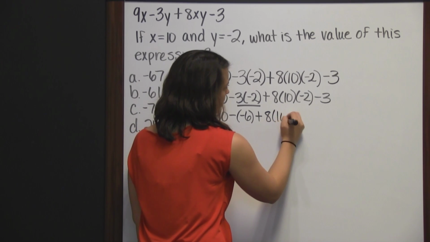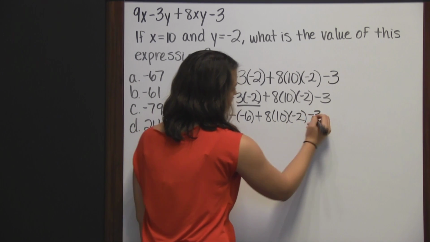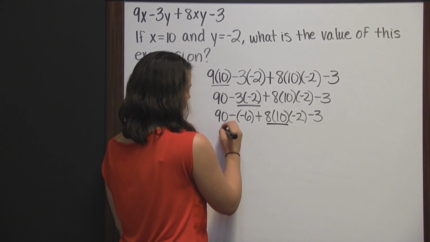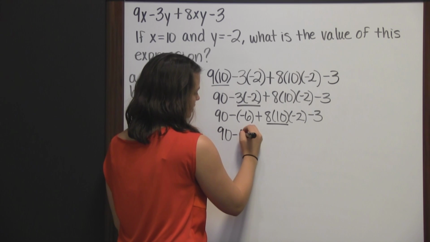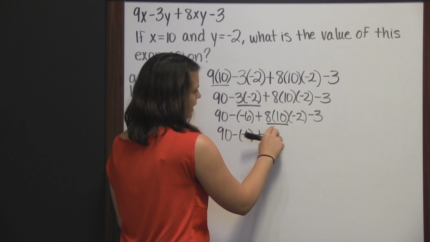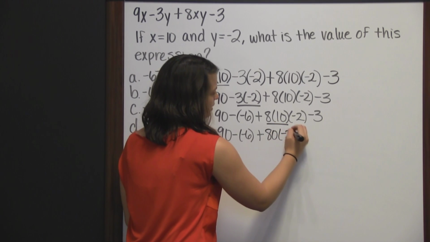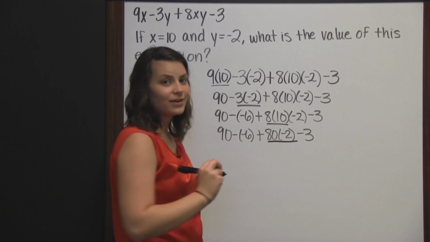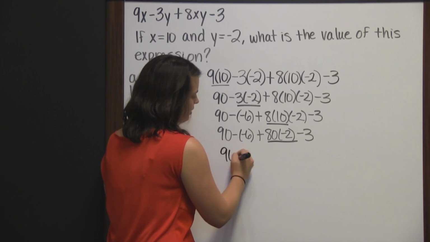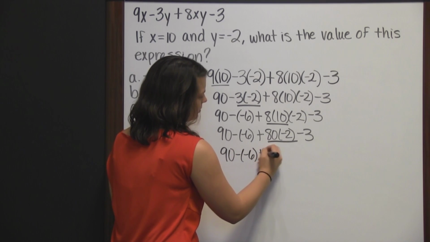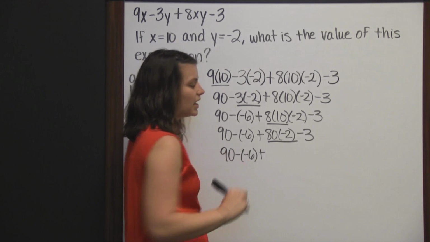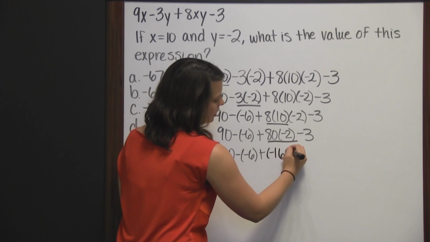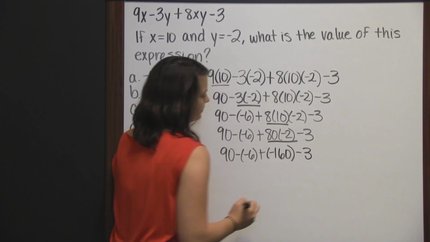Plus 8 times 10 times negative 2 minus 3. Our next set of multiplication would be 8 times 10. So we have 90 minus a negative 6 plus 8 times 10 is 80 times negative 2 minus 3. Then we need to multiply 80 times negative 2. So we bring down our 90 minus negative 6 plus 80 times negative 2. A positive times a negative is a negative, so negative 160 minus 3.